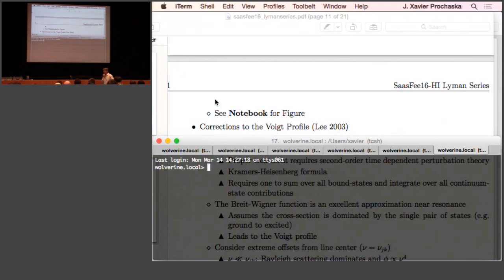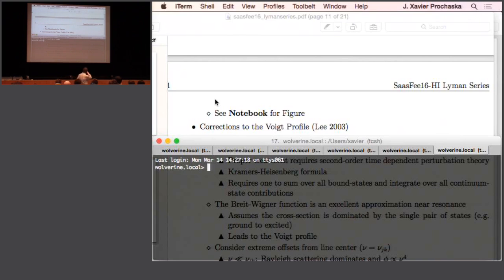There are corrections to this Voigt profile, which would need to be taken into account if you want to go to very high precision measurements. Basically, you have to go to second order time-dependent perturbation theory to get the profile correct. This gentleman here is an expert in that, so if you wish to find out more about that topic, pester him.